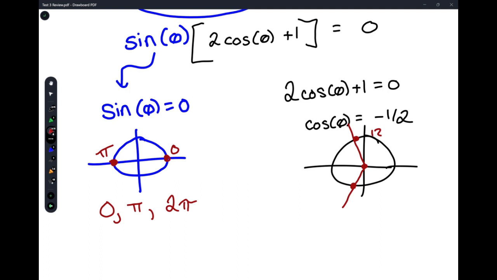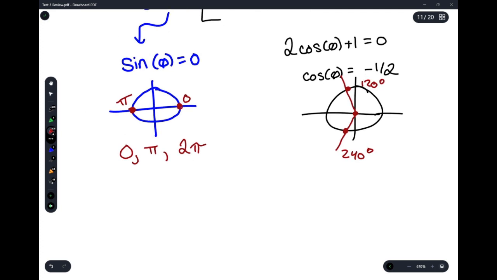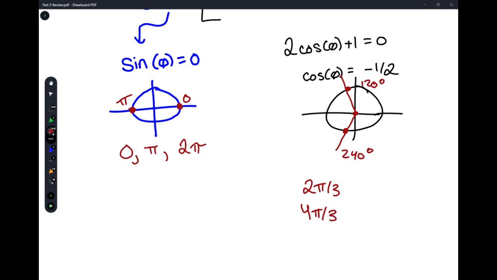Dang it. Yeah, I know. It's okay. 120 degrees and 30 away from the line, which is 240 degrees, which is 2 pi over 3. Good call. And 4 pi over 3. Good call.